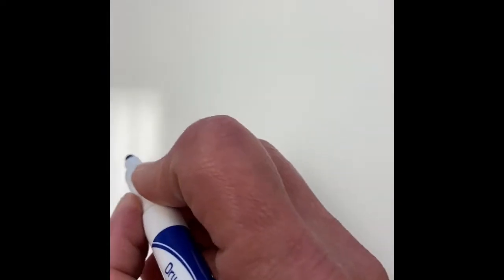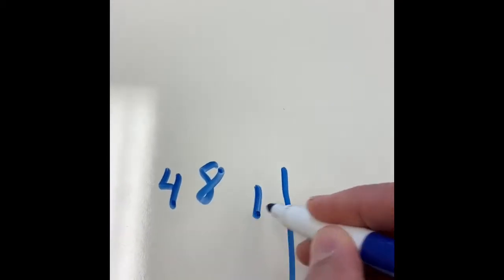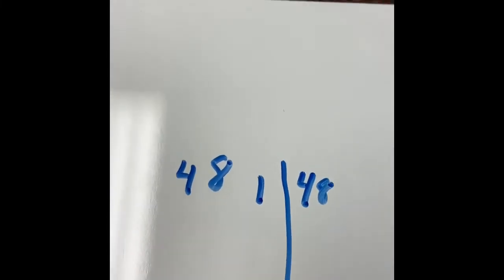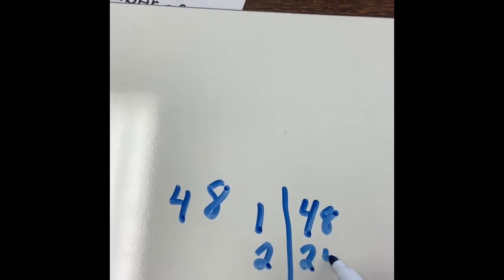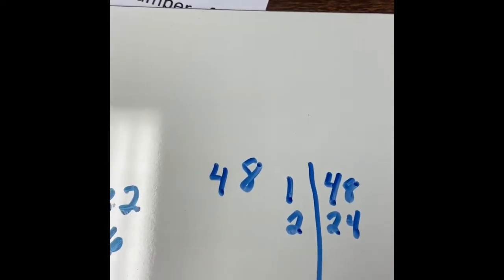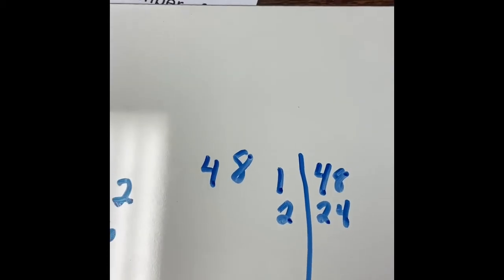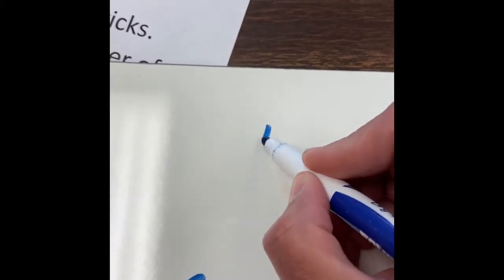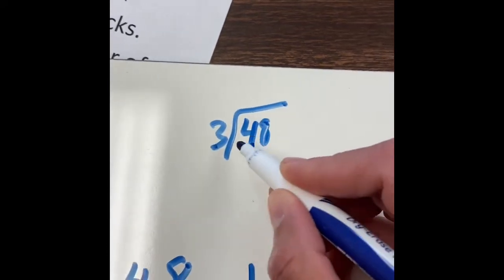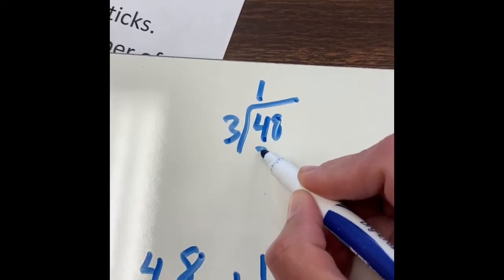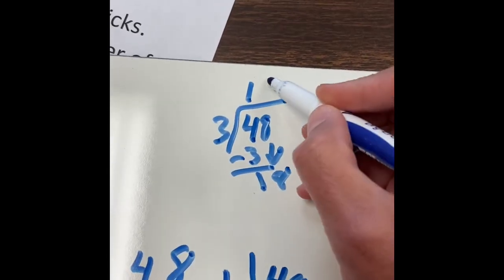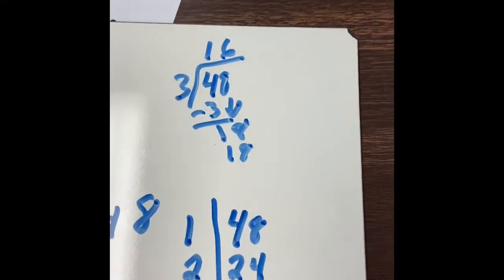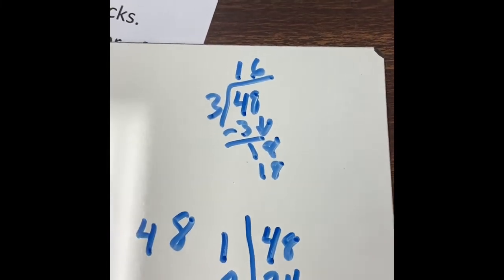Okay, so now let's look at 48. 1 and 48, it's an even number, so 2, half of 48 is 24. 3, 8 plus 4 is 12. 3 can evenly go into 12, can it? So let's come up here and divide 48 by 3. 3 goes into 4 one time, put the 3 down, subtract, bring down the 8. 3 goes into 18 6 times, doesn't it? So then that means 3 and 16.